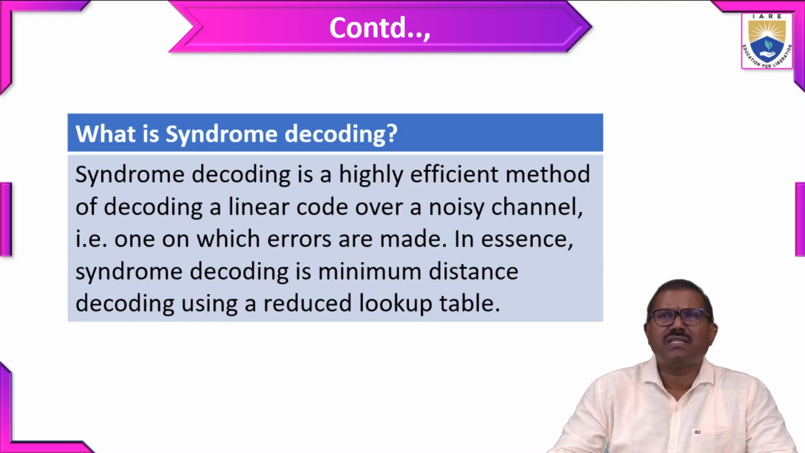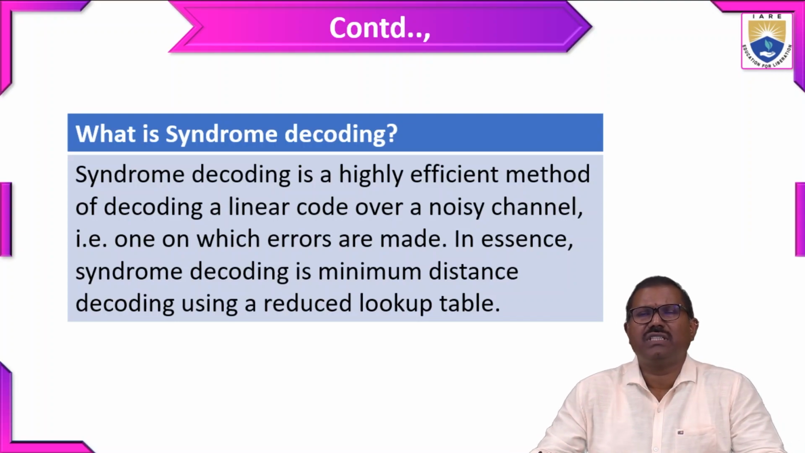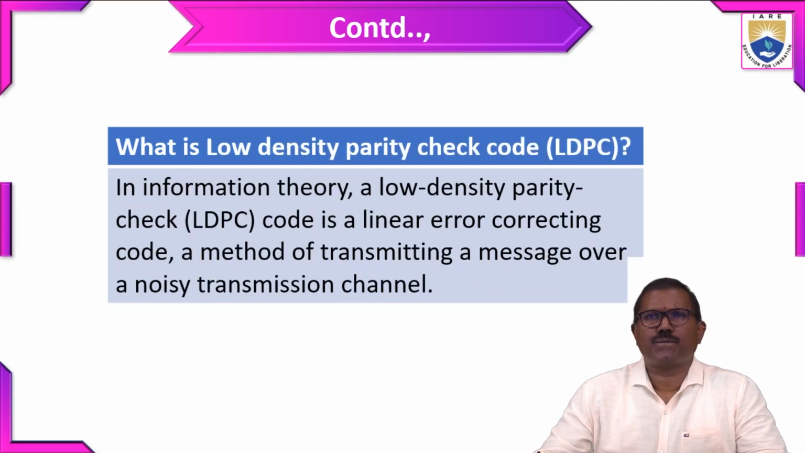Next, what is syndrome decoding? Syndrome decoding is a highly efficient method of decoding a linear code over a noisy channel. That is one on which errors are made. In essence, syndrome decoding is minimum distance decoding using a reduced lookup table. So this is syndrome decoding.